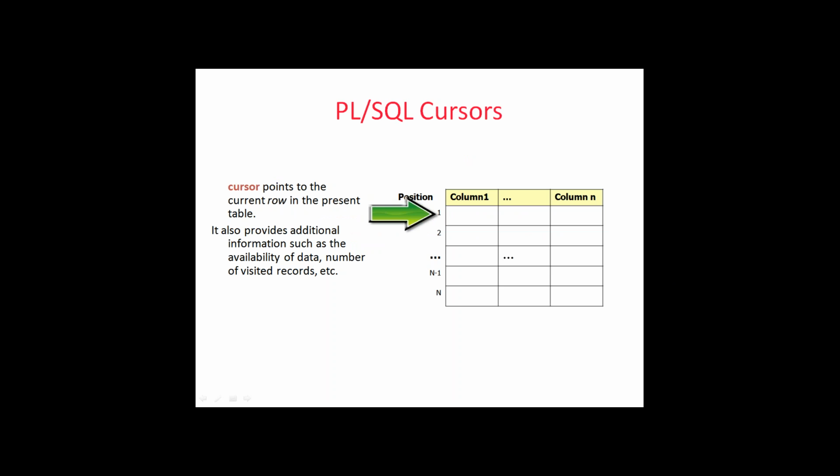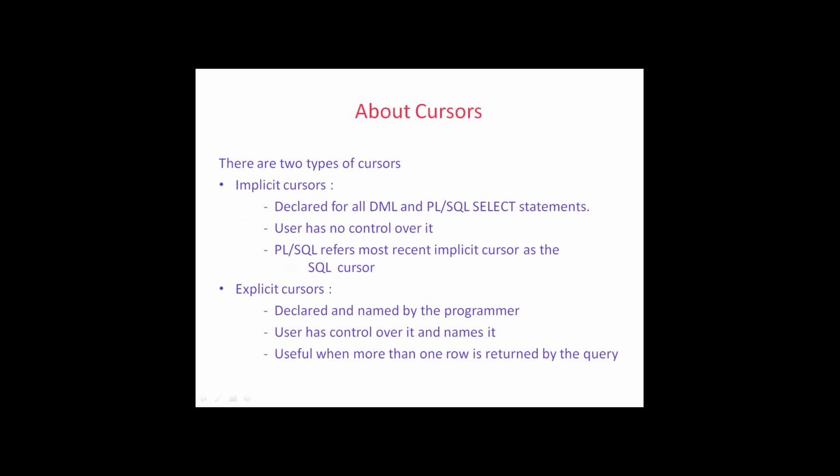It's nothing but a placeholder to get the data from the database and store it into this cursor variable. And as a developer, we can just use that cursor variable to iterate over the data and get the appropriate information. Overall, there are two types of cursor we come across.